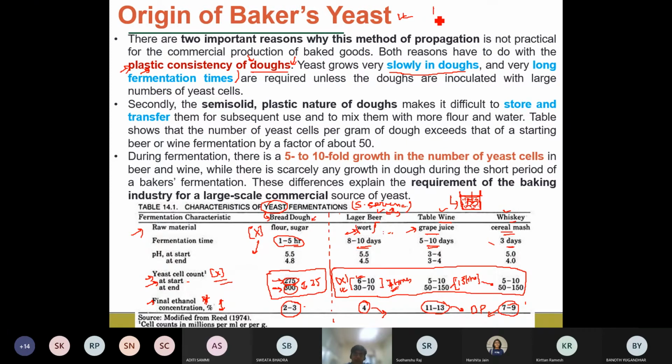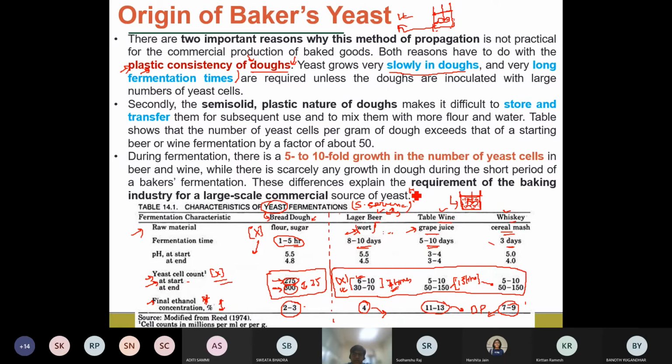Whenever ethanol was produced in the breweries, what was left behind was a semi-solid, and that was actually used as baker's yeast by the food industries for bakery applications. But several disadvantages were found, and then a separate process and separate industries for the large scale production of this type of yeast was developed.